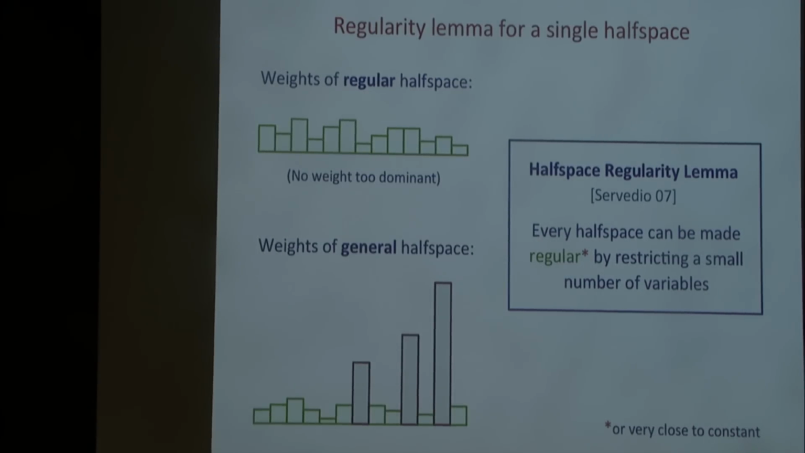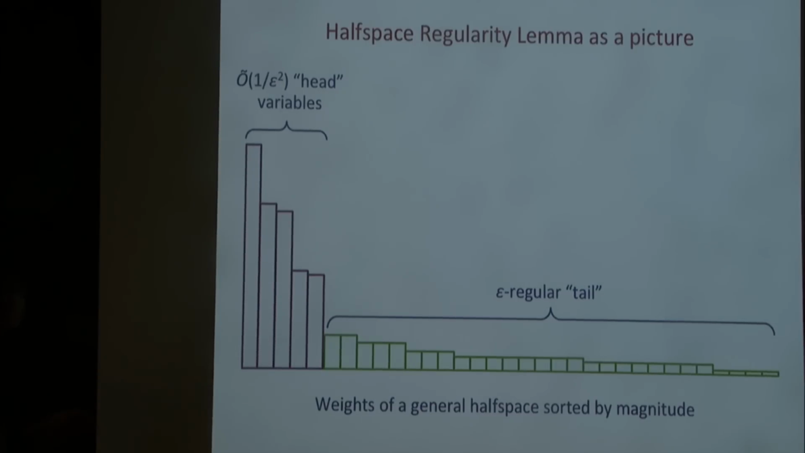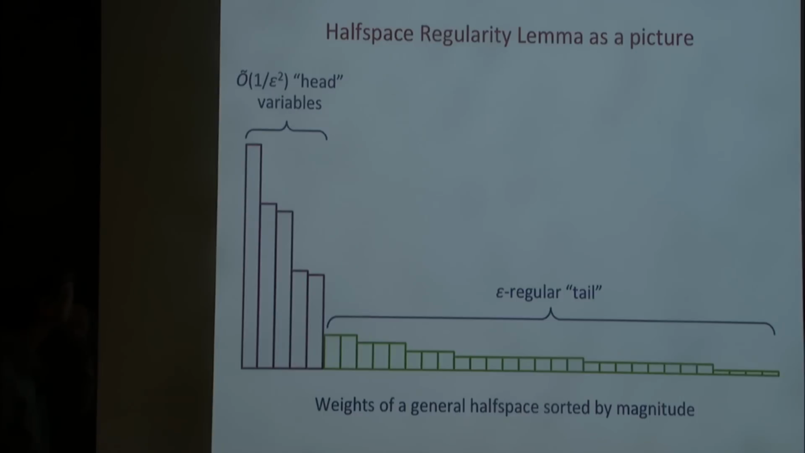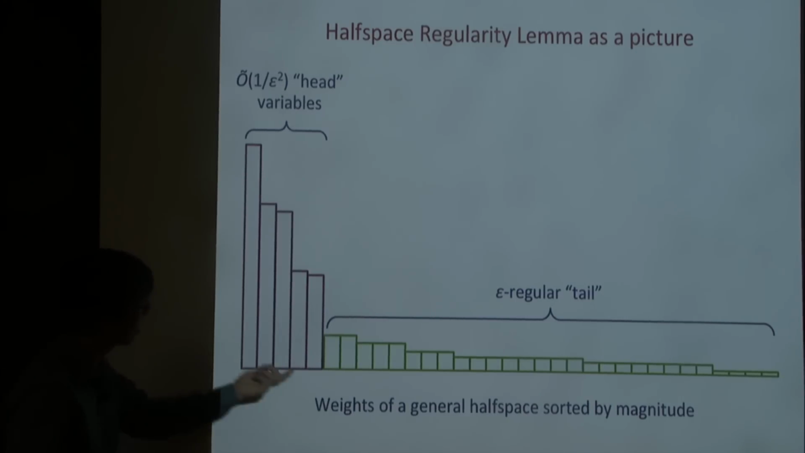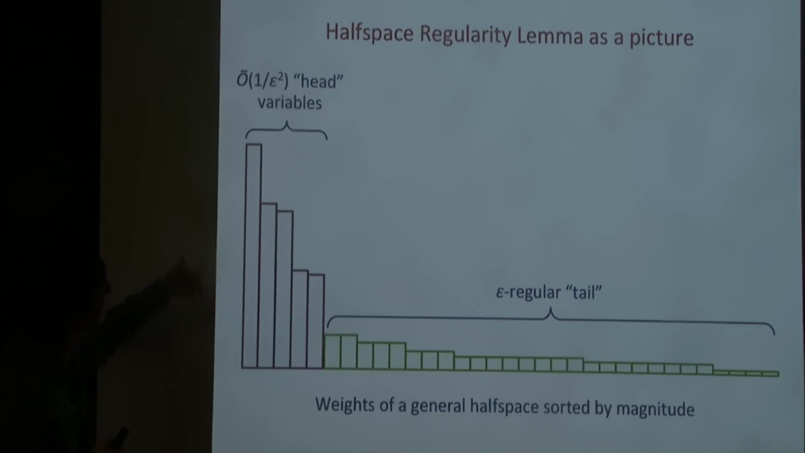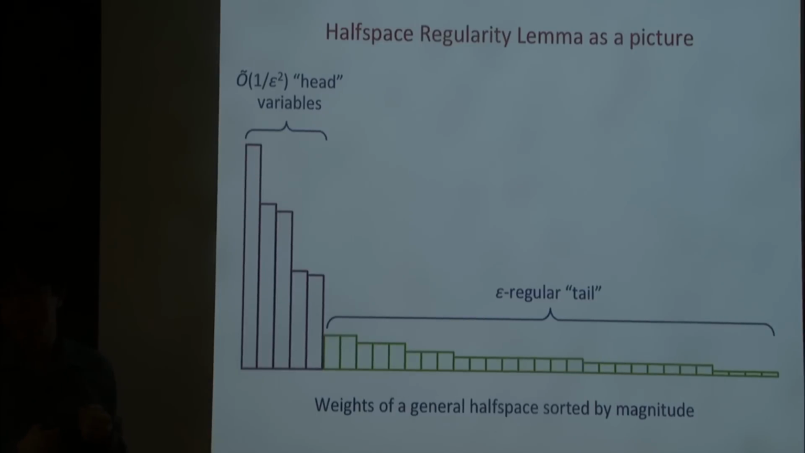OK. Great. So here's the regularity lemma as a picture. You give me any half space, your favorite one. The first thing I'm going to do is sort it by magnitude. It's not hard to see. The regularity lemma says that if you want an epsilon-regular tail, then you only have to kill off roughly 1 over epsilon squared many what we call head variables, and you become regular.